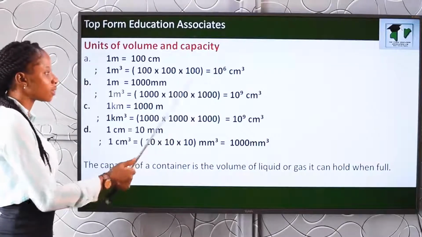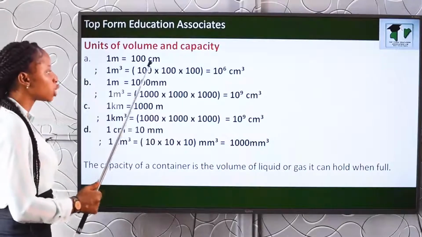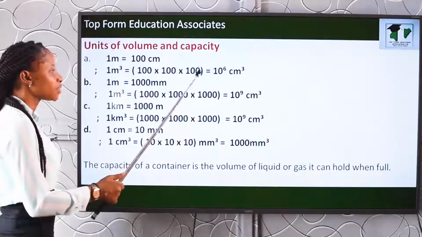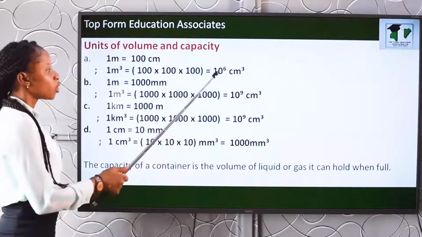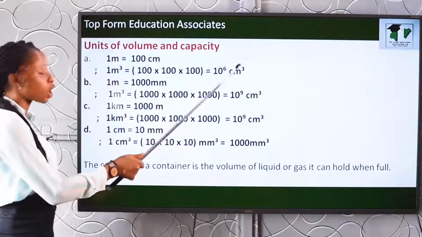How did we get the 10 raised to the power 6? Just count the zeros very simply: 1, 2, 3, 4, 5, 6. So we have 10 raised to the power 6 centimeters cubed.